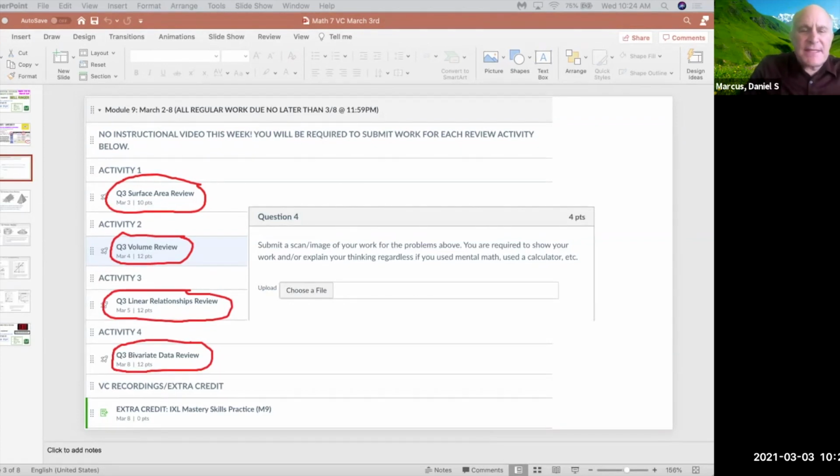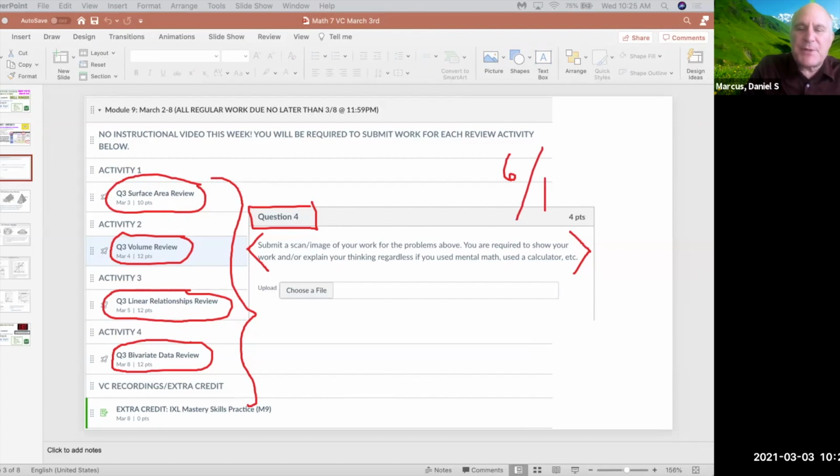This is question 4 or question 5 on all of these assignments. Make sure you pay attention to that, because you could get all the questions above this question correct, but if you do not upload your work, you will only get a 6 out of 10 as your final grade, which is a 60%. Because your work itself is worth the final 4 points. So make sure you're turning that in.